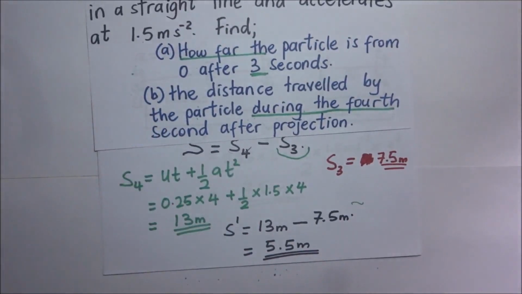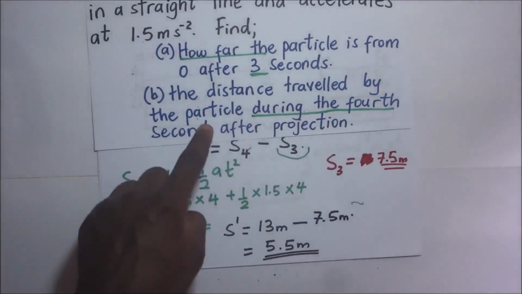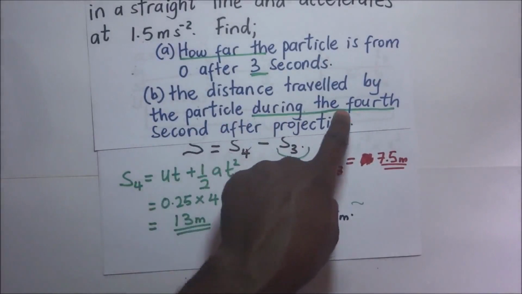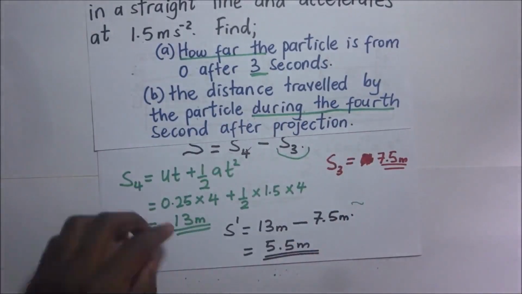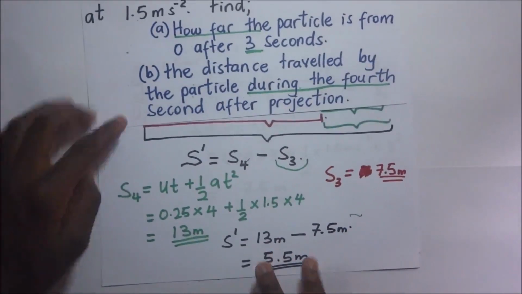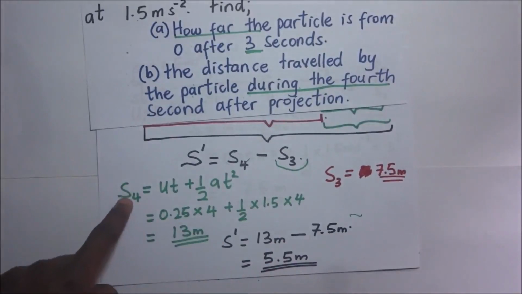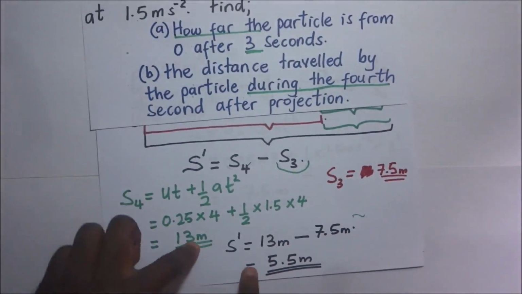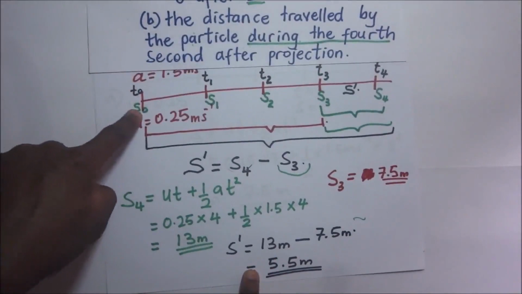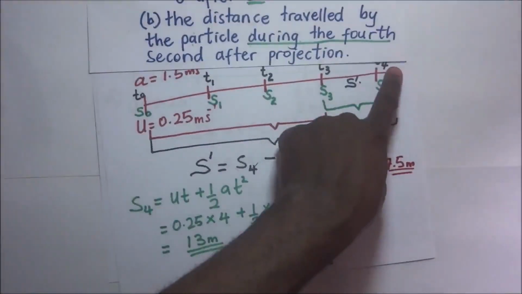Had the question asked us to find the distance traveled by the particle after 4 seconds, then it would mean that this would be the answer, because this S4 here means that these 13 meters were covered from the beginning up to the 4th second.